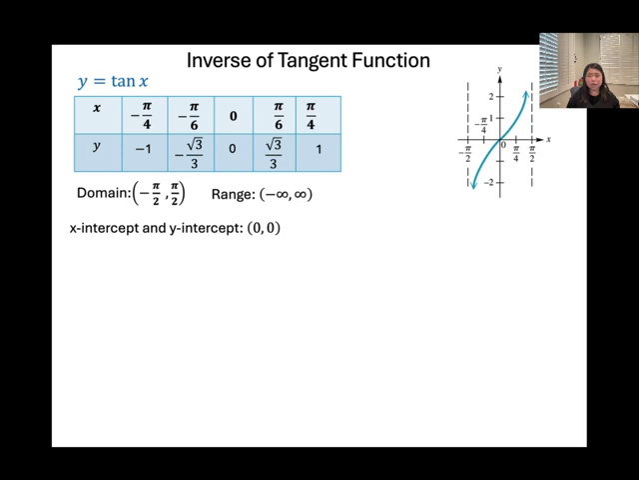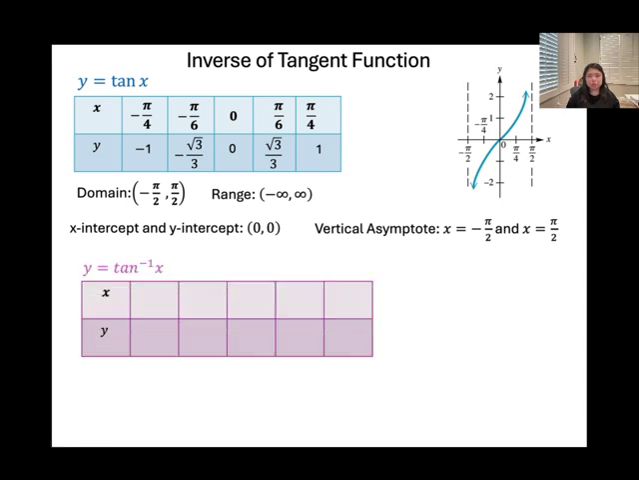Okay, here we're gonna add one more. What is the vertical asymptote? That will be x equal to negative pi over 2 and x equal to pi over 2. Now, sketch the inverse function of the tangent. Do the same thing. Value of x will be equal to the value of y here. And then the x here will become the y. You would just exchange it.